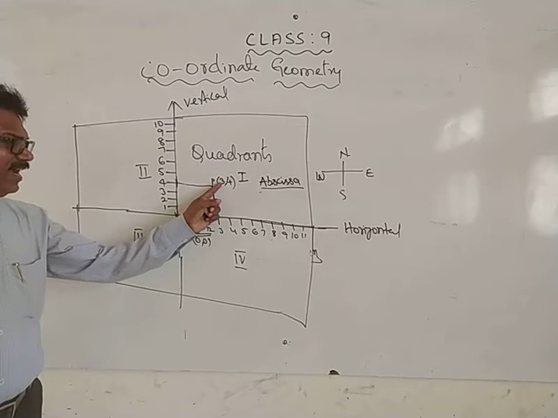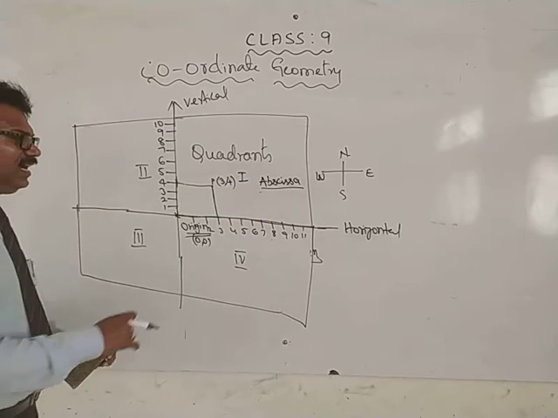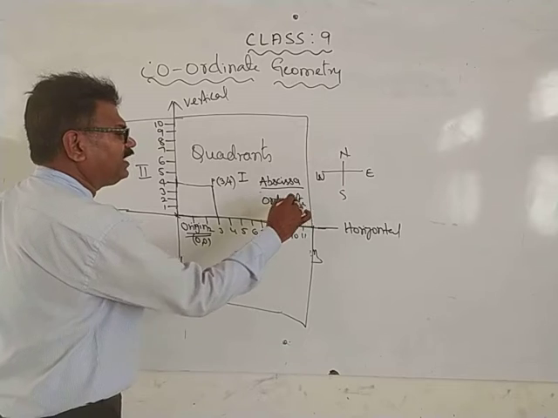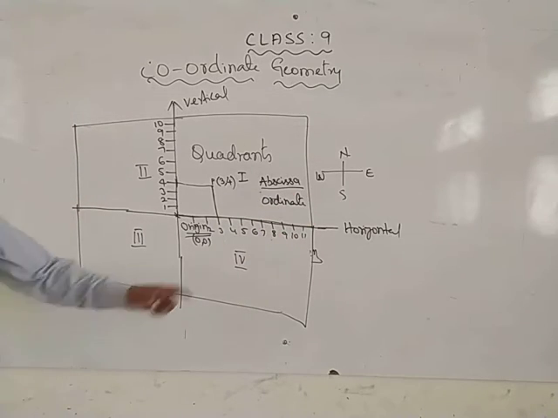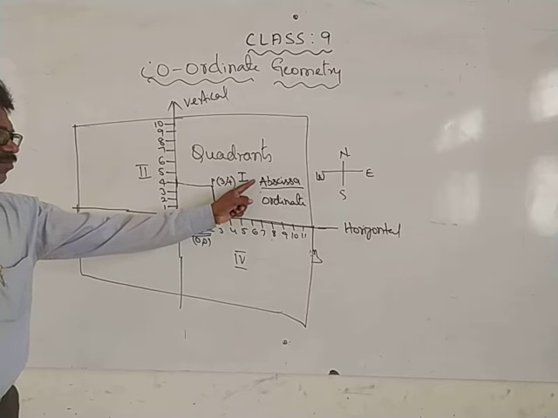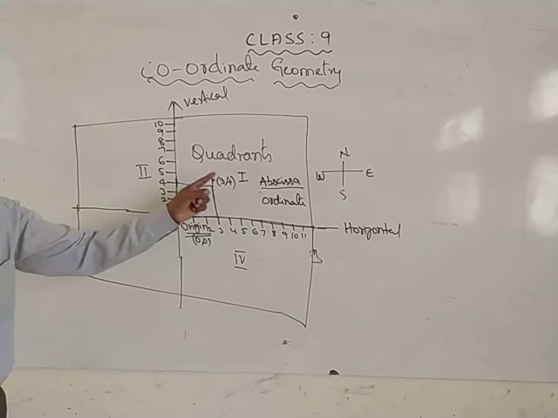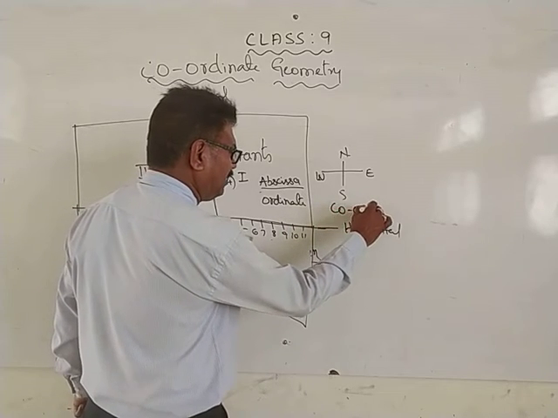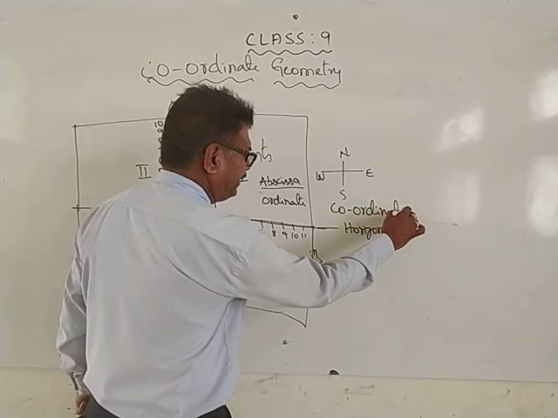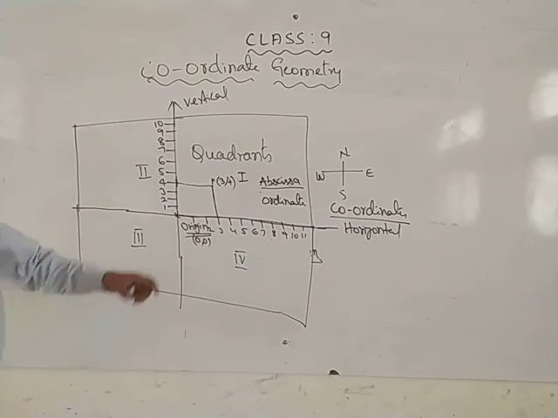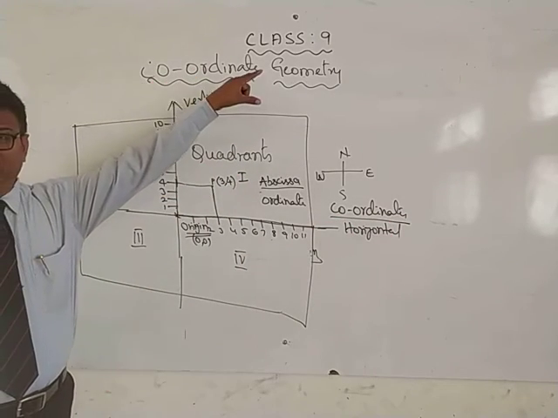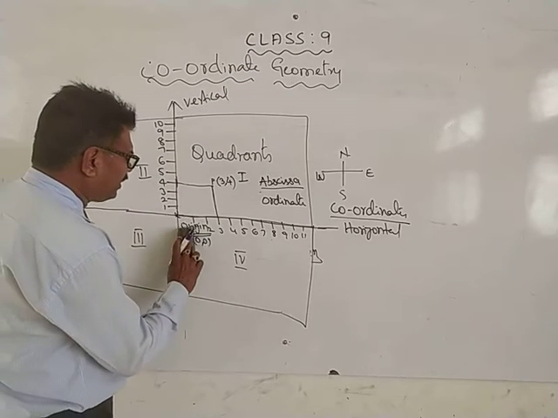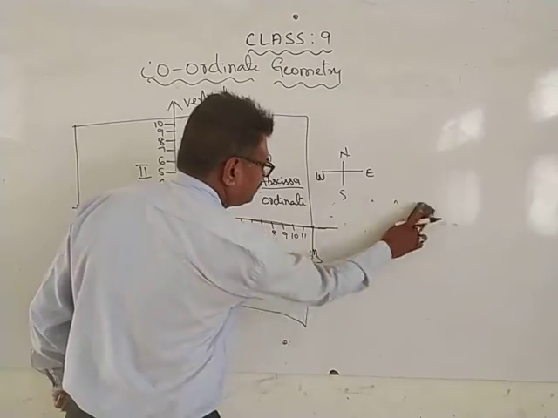What I told, the value of x is the abscissa, and the value of y is the ordinate. If you take both abscissa and ordinate, they are known as coordinates. Therefore, the chapter name is coordinate geometry. So, what is there in this coordinate geometry? We'll study one by one.